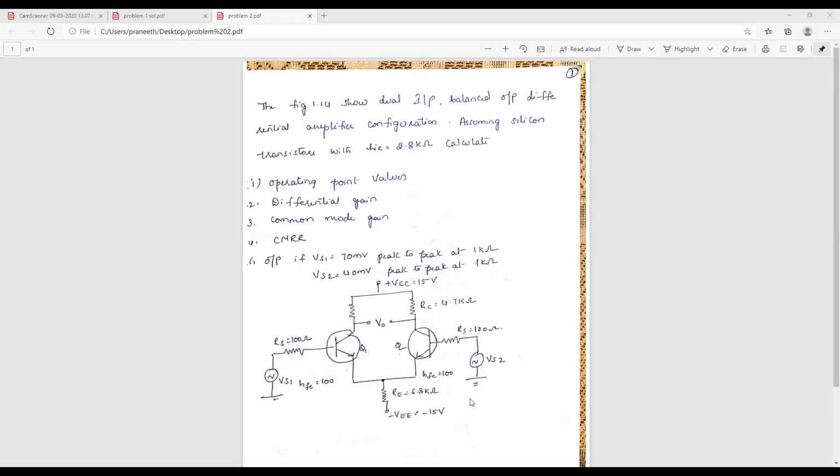So I just conclude the class for today. Somebody has raised the hand. Yeah, that means you're agreeing. Fine. So calculate AD, AC and CMRR and get me the values of those parameters. So we'll discuss how to calculate your output voltage in the next class, right?